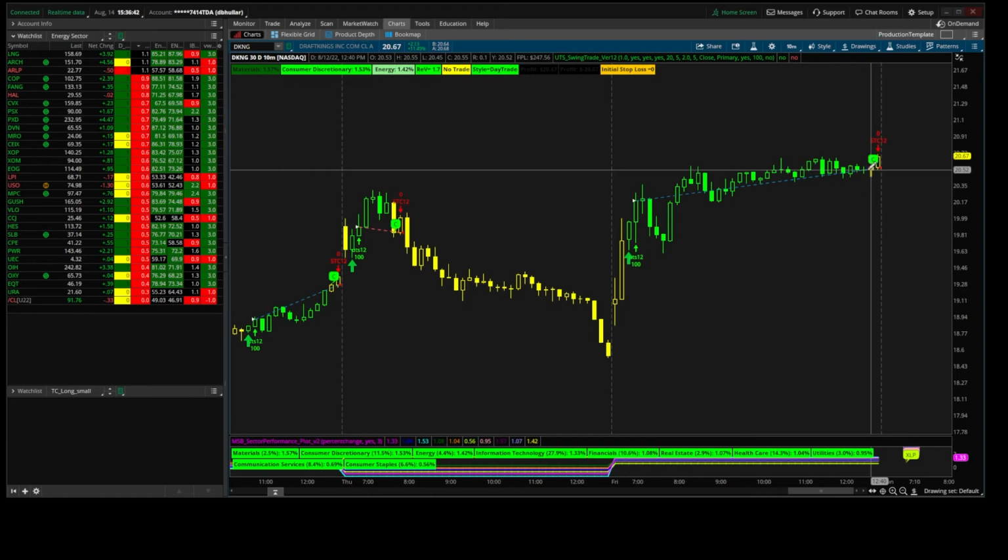Now, you could have obviously picked from some of these sectors as well, like consumer staples, but what you're trying to do when you're day trading is find the best of the best. You're trying to stack the probability in your favor, and this is one way of doing it. I'm not saying this is the only way of doing it, but this is the approach that I take.